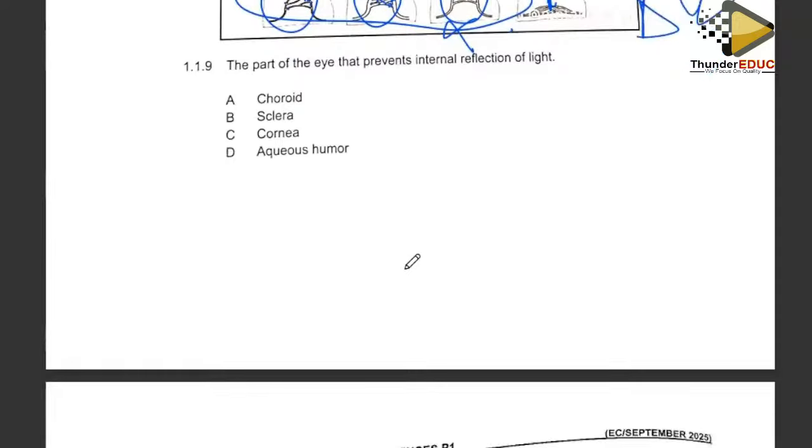They're saying that the part of the eye that prevents the internal reflection of the light, when this happens when you look at the dogs, right? Yeah, you see that they are glittering at night when you strike light in them. So it's because of this. So internal reflection is being done by the choroid.